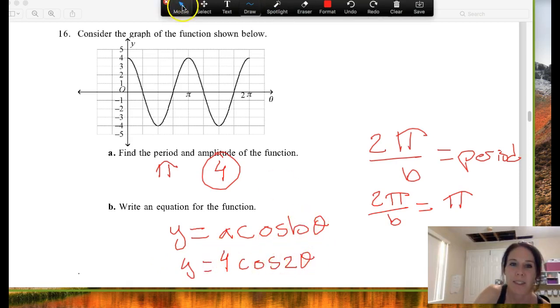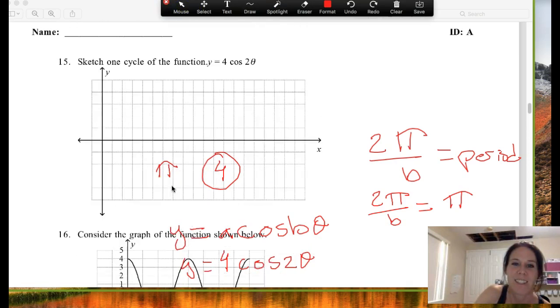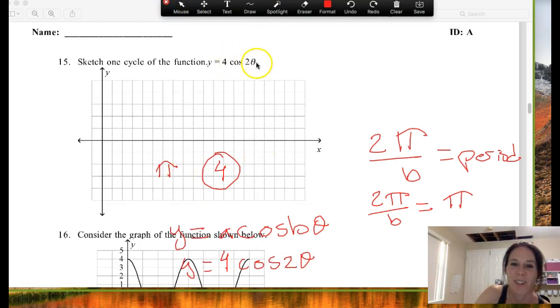Now the reason I laughed is because when I was making this test, I didn't realize that's what this is, 4 cosine 2 theta. So that's okay. That's getting the graph and looking back at how to get the graph. Or yeah, being given the graph first and then writing the equation second.